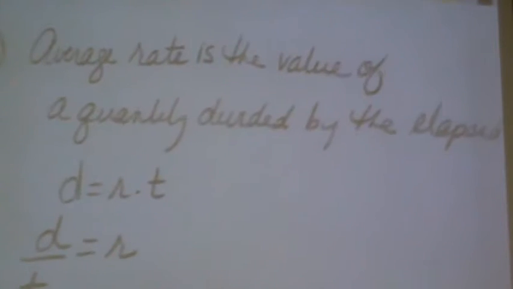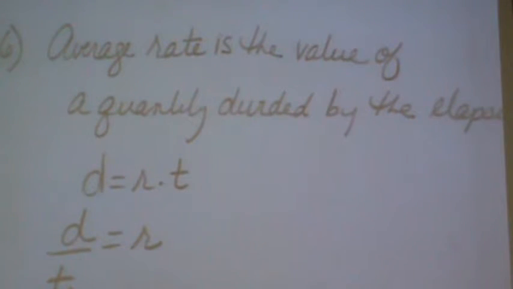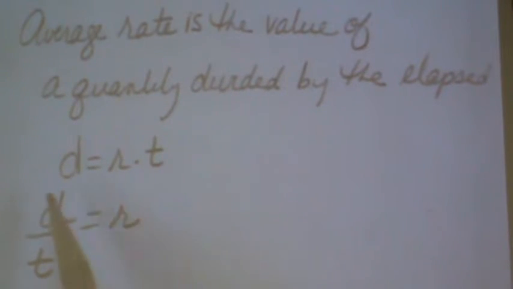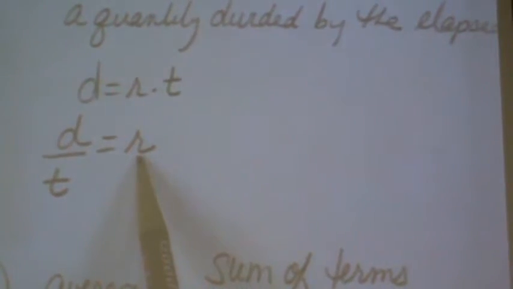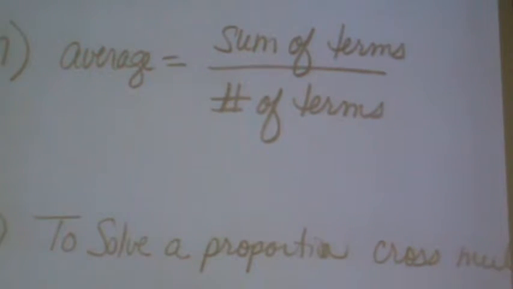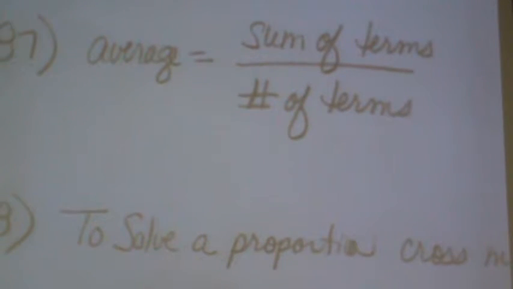Number 86, it's talking about how do you find the average rate? An average rate, for example, is distance equals rate times time. So whatever the quantity is divided by the time, that's going to be your rate. So distance over time is your rate. 87. What's the formula to find average? It's easy. Average is you add up the terms and divide by the number of terms. It's the sum of the terms divided by the number of terms.